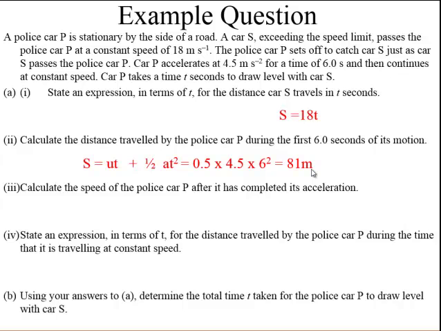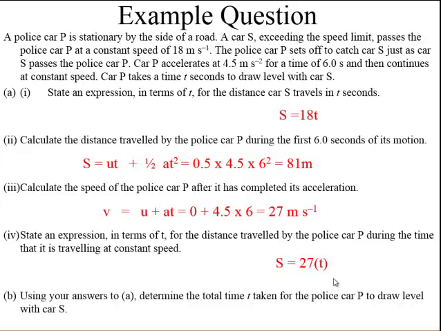Calculate the speed of car P after it's completed this. So now I look for another formula. v equals u plus at. I know that u equals 0 because it's initially at rest. 4.5 times 6 gives me a final speed of 27 meters per second. Then state an expression in terms of t for the distance travelled by the car during the time it's travelling at a constant speed. Well, I know that's going to be 27 times the time that it was travelling for.